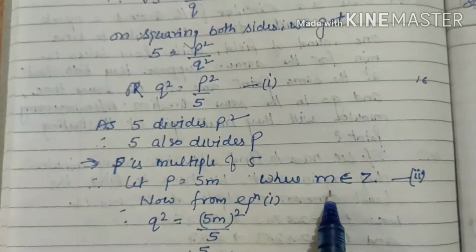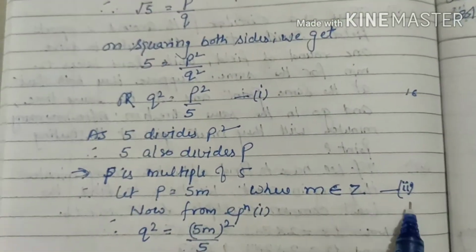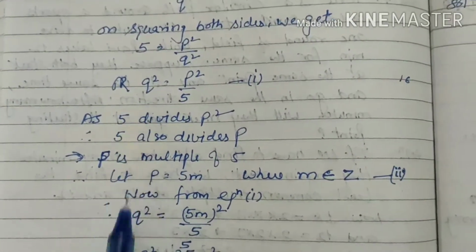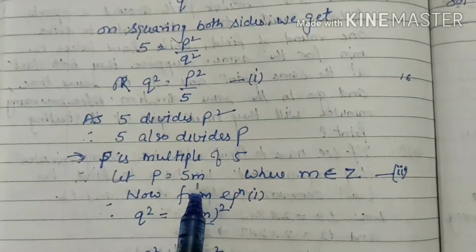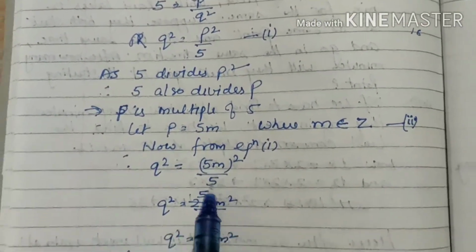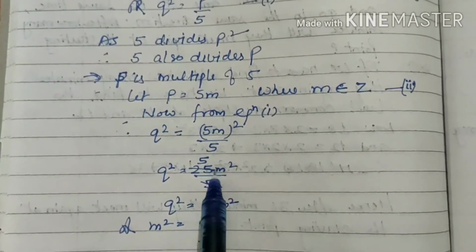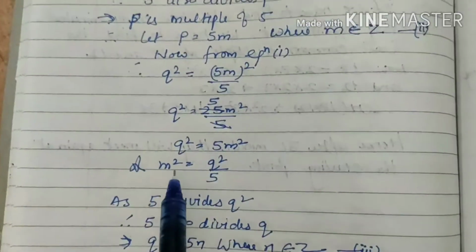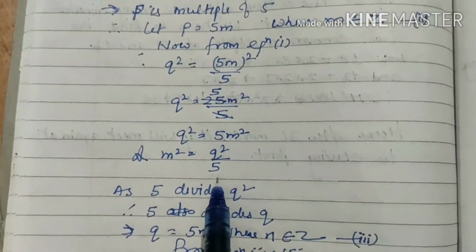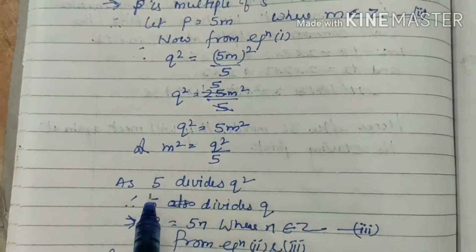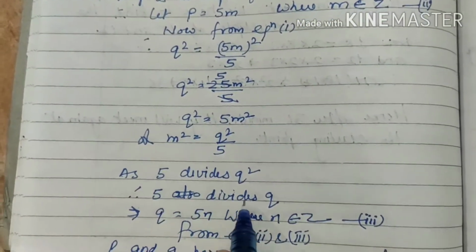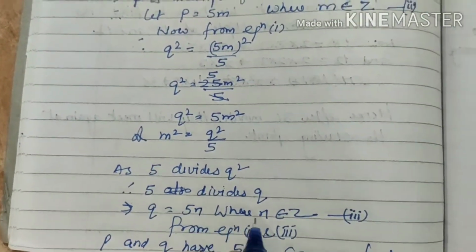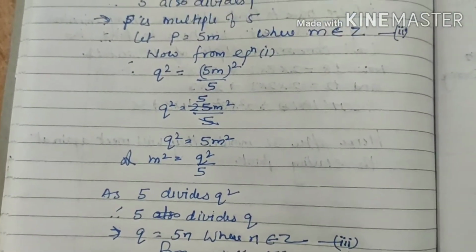Where m is any positive integer, so m is any integer. Give it equation number 2. Now from equation 1, q square will be equal to p square by 5, putting p as 5m, this becomes 5m whole square upon 5, and this will be 25 m square upon 5, so this will be 5m square. So q square equals 5m square, or you can write m square equals q square upon 5. So here q square is also divisible by 5, or we can write 5 divides q square, therefore 5 also divides q, implies q is also a multiple of 5. We can write q as 5n where n belongs to integers. Give it equation number 3.